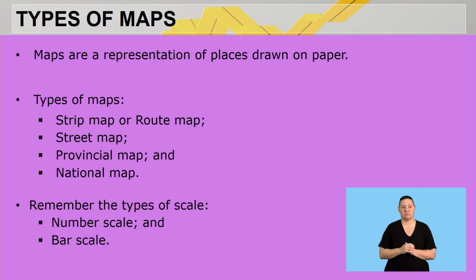under that we will look at the maps. The definition is: maps are a representation of places drawn on paper. Then from there we can look at the types of maps that we can be given. The first one can be a strip map or route map. Secondly, street map. The third one, provincial map, and lastly, a national map.